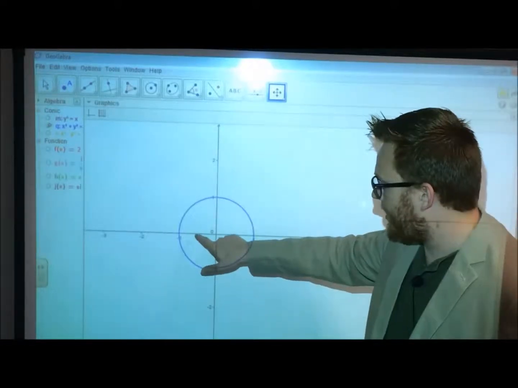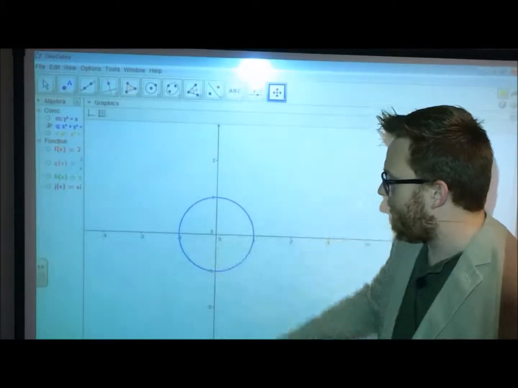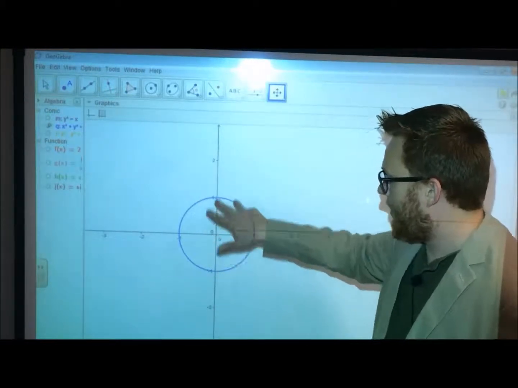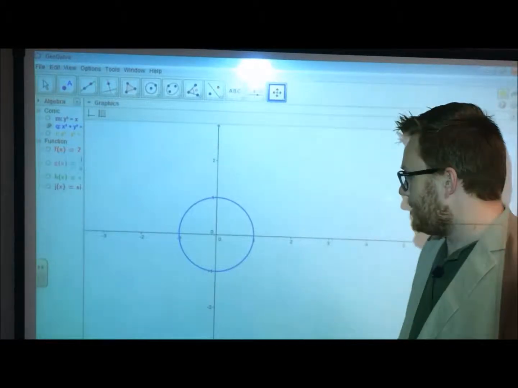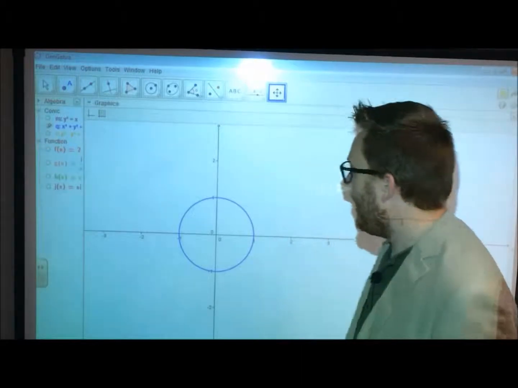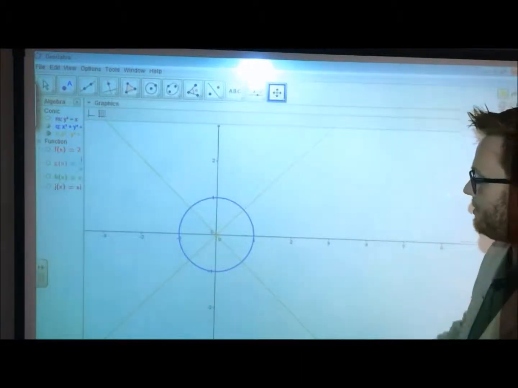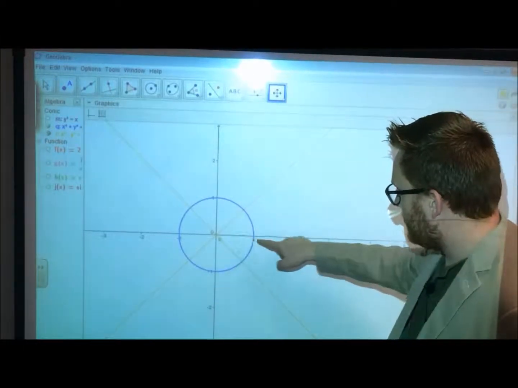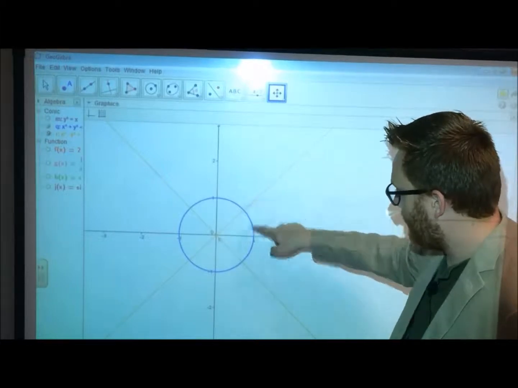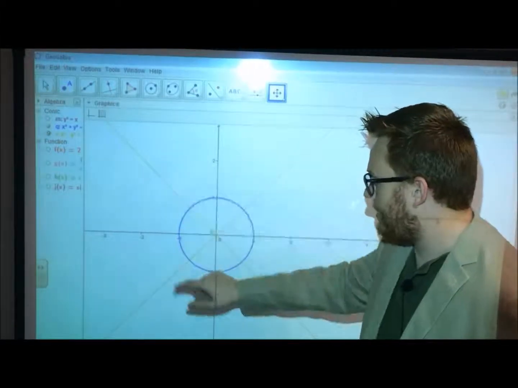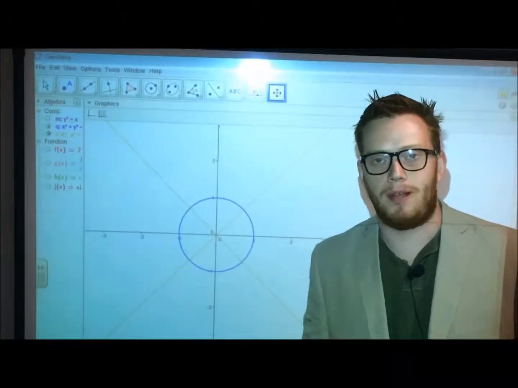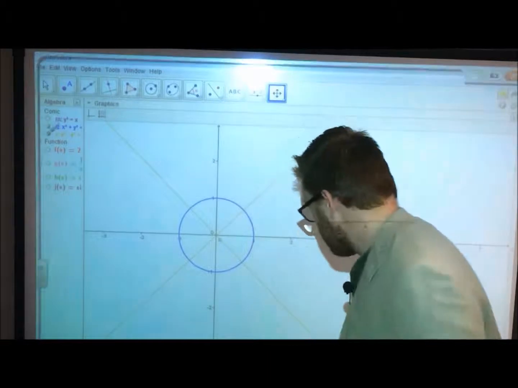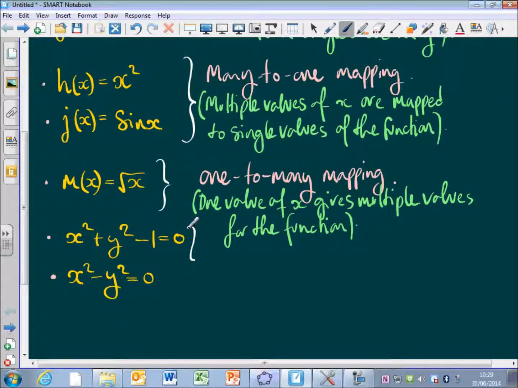So this type of graph is called a many-to-many function. And another example is the other one, which is essentially y squared equals x squared, where when x equals 1, I get 1 and negative 1. And when x equals negative 1, I get 1 and negative 1. So there again, two values of x give me 4 values for y. Okay? So this type of function is called a many-to-many function. So this is a many-to-many mapping.